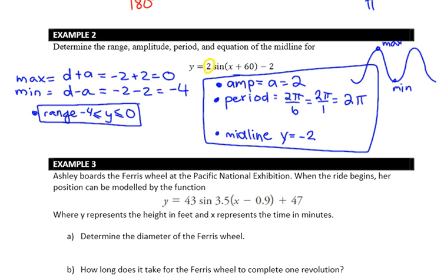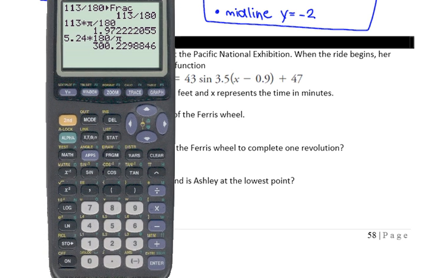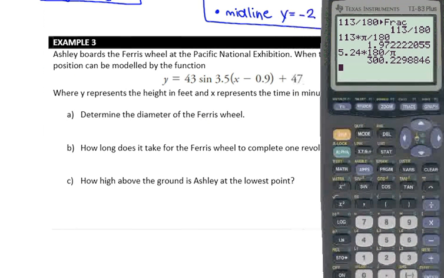Hooray! Yippee-ki-yay. I actually board the Ferris wheel at the Pacific National Exhibition, actually. When the ride begins, her position can be modeled by the following function. Now, if I were you and I got to my exam, what's probably the first thing you're going to do? Before you freak out, graph it. Okay, so let's grab our calculators. They gave us the equation, let's graph it.